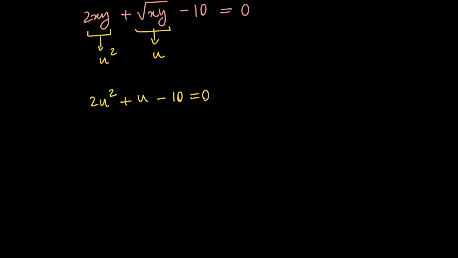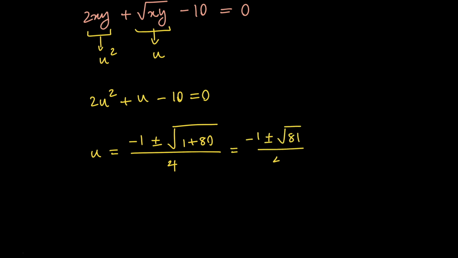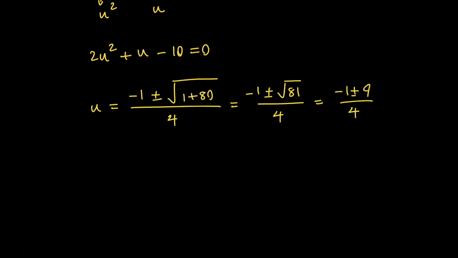So if we do that, we're going to have u equals negative 1 plus or minus the square root of 1 squared, which is 1, minus 4 times 2 times negative 10, which is going to be positive 80, all divided by 2 times 2, which is going to be 4. So this is equal to negative 1 plus or minus the square root of 81, divided by 4. And notice that the square root of 81 is 9, so we have negative 1 plus or minus 9, divided by 4. From this, I can say that u is either equal to 2 or it is equal to negative 5 divided by 2.